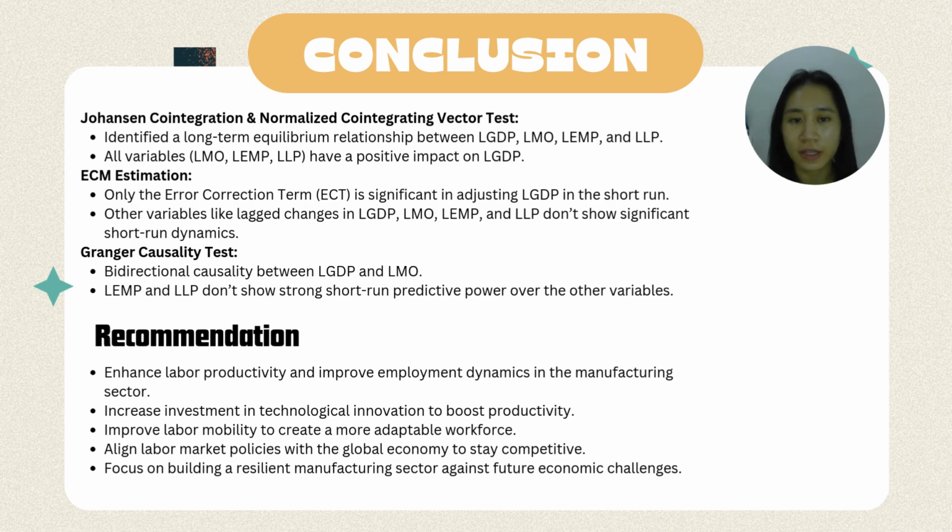Based on these findings, it is recommended that Japanese policymakers focus on improving labor productivity and employment dynamics in the manufacturing sector. Investing in technology and enhancing labor mobility can help boost productivity and competitiveness. Aligning labor market policy with global demand will ensure that Japan's manufacturing sector remains resilient to future challenges.